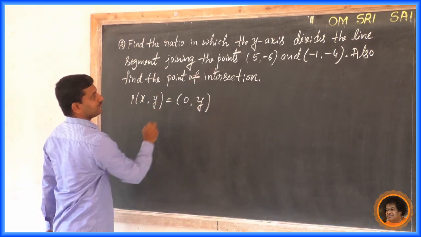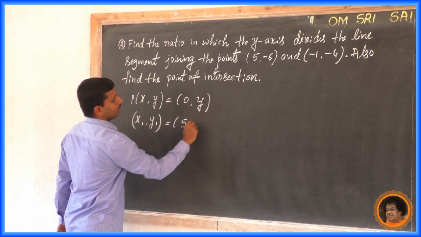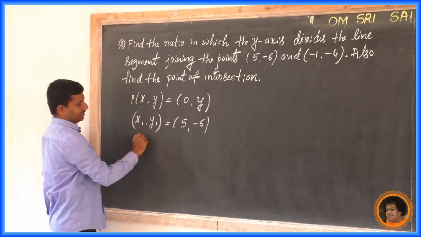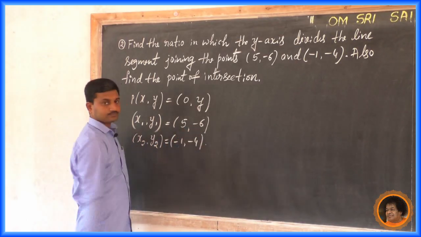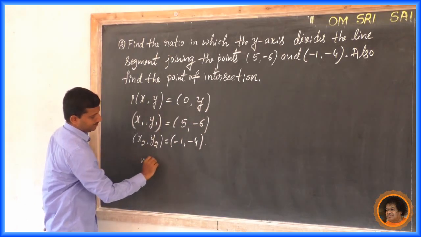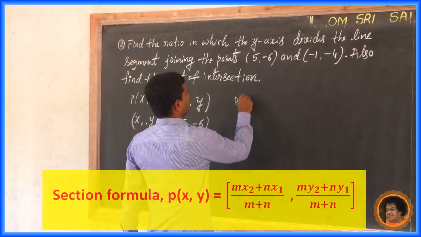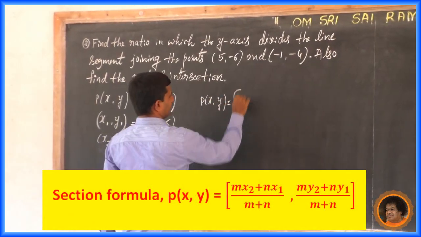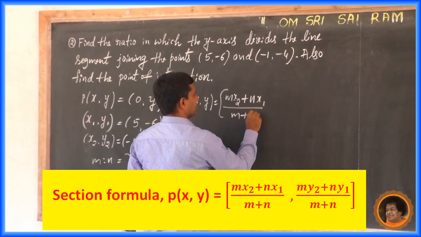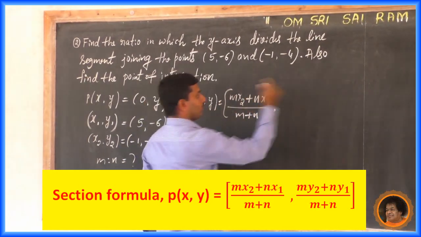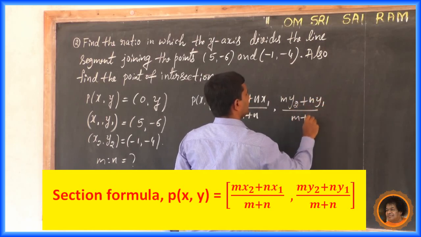And next two coordinate points are given, x1 and y1. So x1, y1 is 5, minus 6, and the second coordinate point x2, y2 is also given, minus 1, minus 4. Next find the ratio. Find the ratio means m is to n. So what is the formula? By using the section formula, P of x, y equal to (mx2 plus nx1) divided by (m plus n), comma. So this is the x coordinate, and y coordinate (my2 plus ny1) divided by (m plus n).